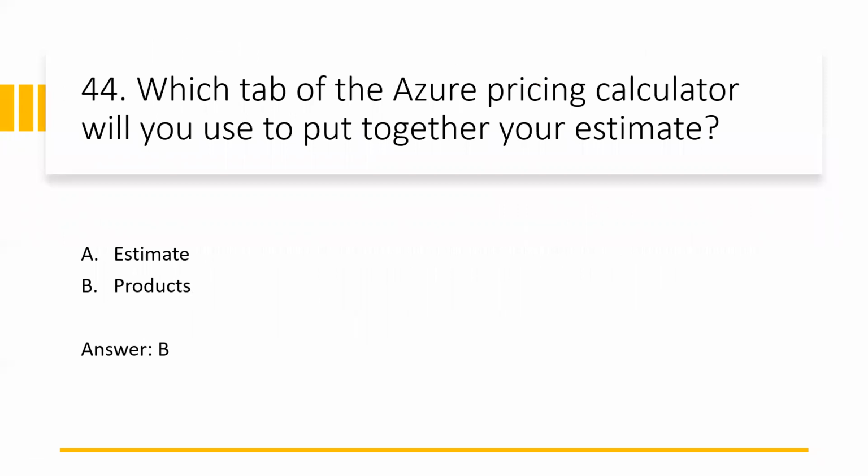Question 44. Which type of the Azure pricing calculator will you use to put together your estimate? Option A, estimate. Option B, product. Option B is the right answer. When you go to the Azure website, you can see the Azure pricing calculator. So if you want to put all estimates together, you can use the product tab.